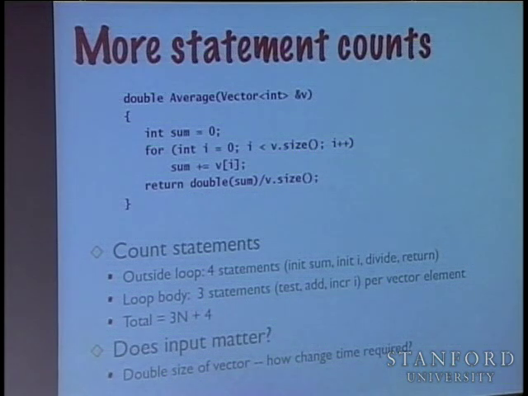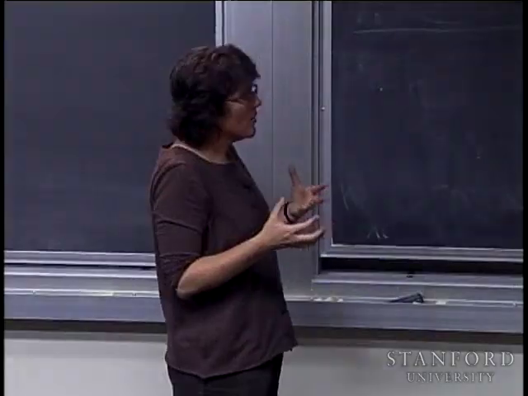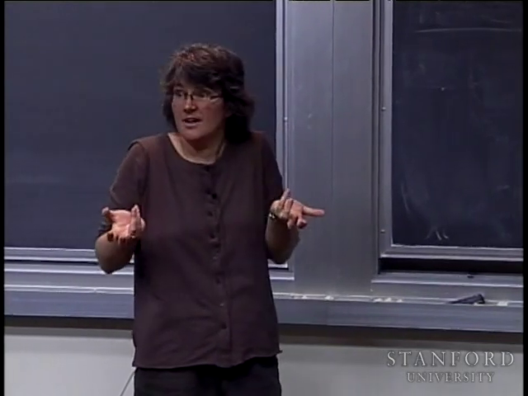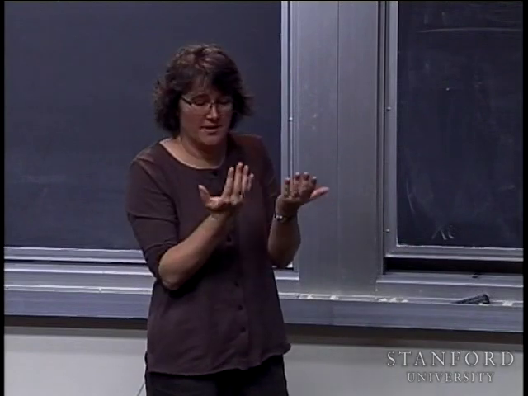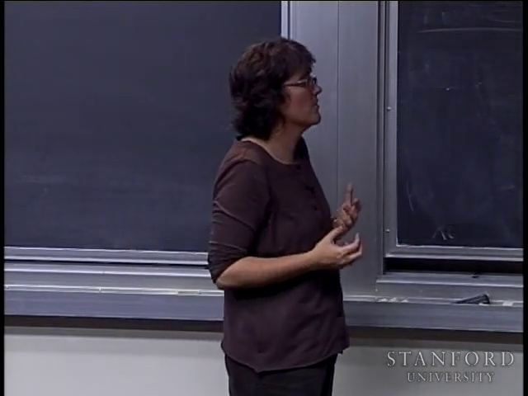If we double the size of the vector, so if we compute the average of a vector that has 100 elements and it took us 2 seconds, and we put in a vector that's 200 elements long, we expect that it should about double. If it took 2 seconds to do this half-size vector, then for a vector that's twice as long, we expect it's going to take about 4 seconds.